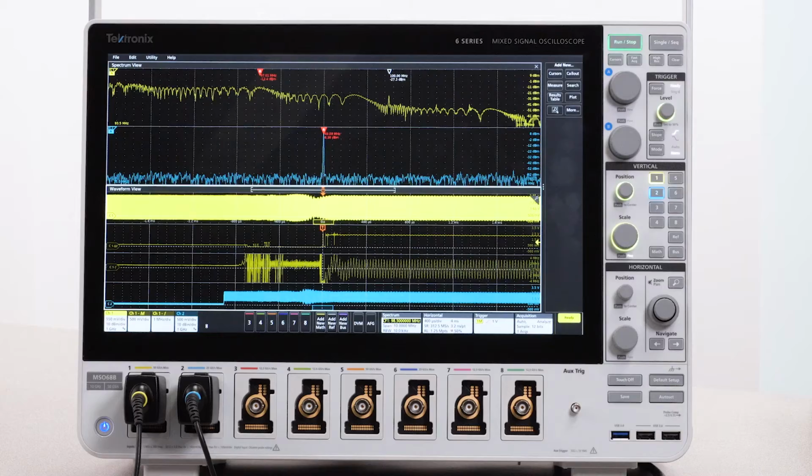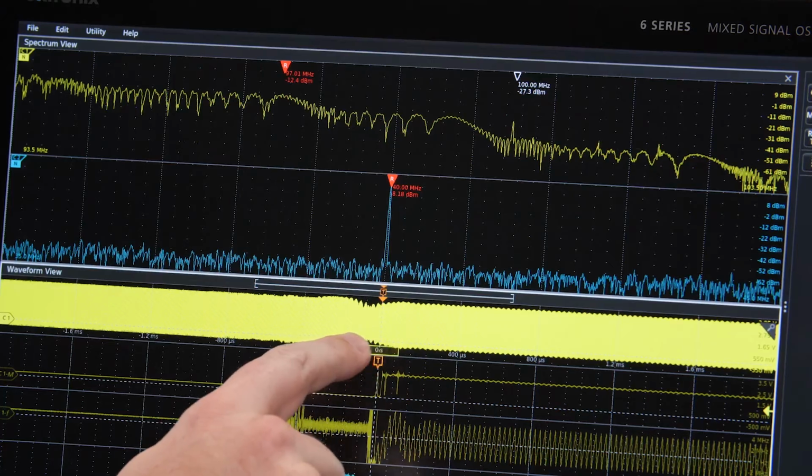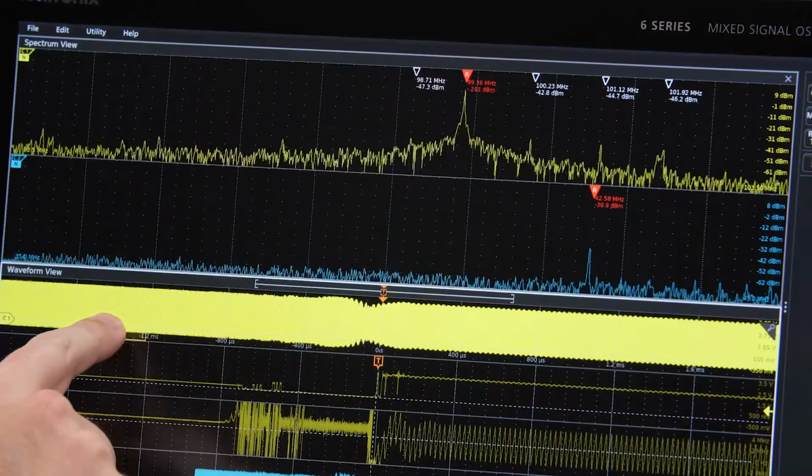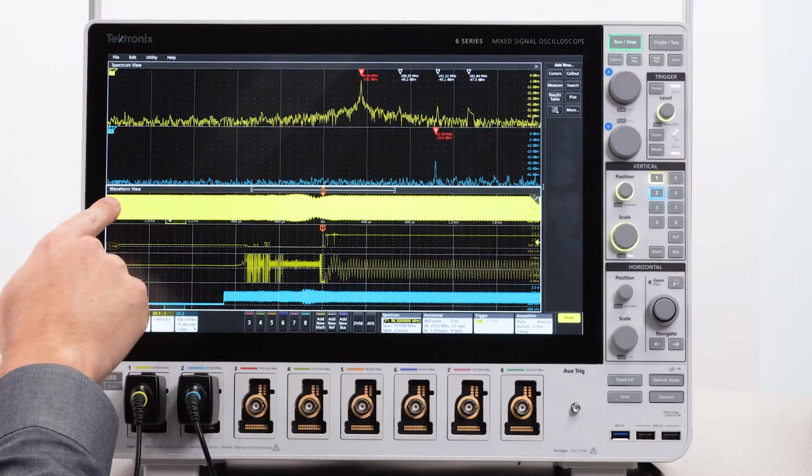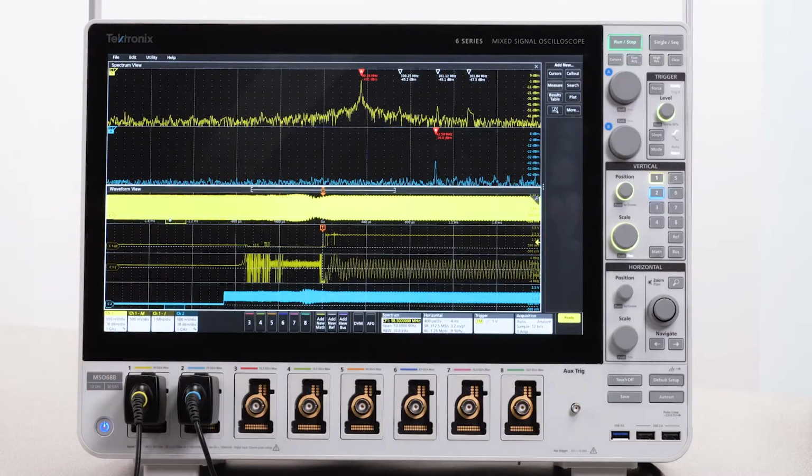The time domain and frequency domain information are synchronized. I can quickly scan through the startup sequence. I can see that there's oscillation on the spread spectrum clock right around the center frequency, but well before the modulation kicks in.